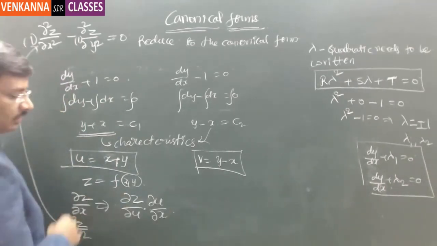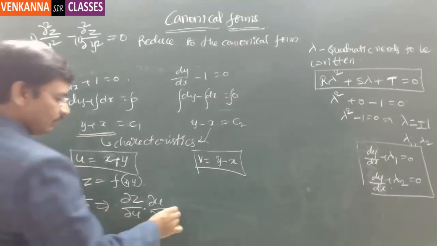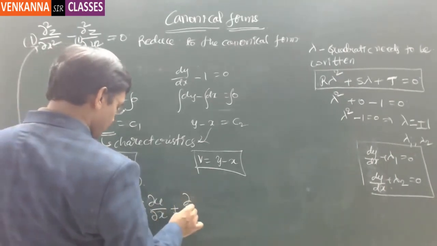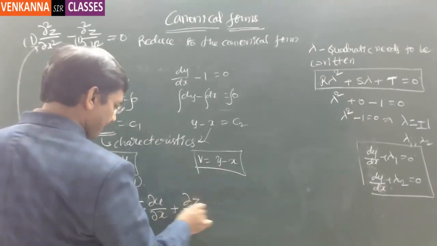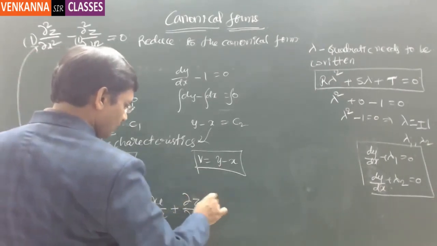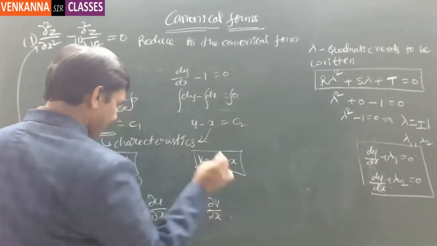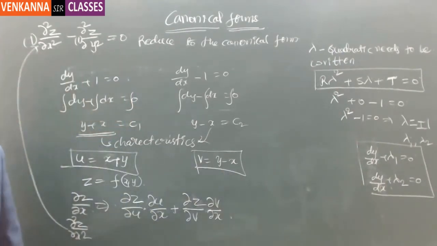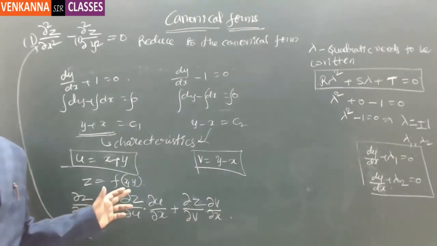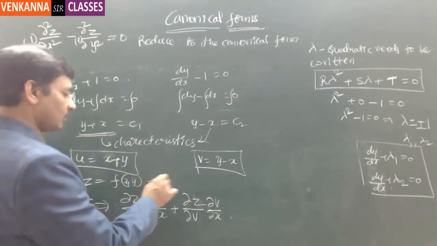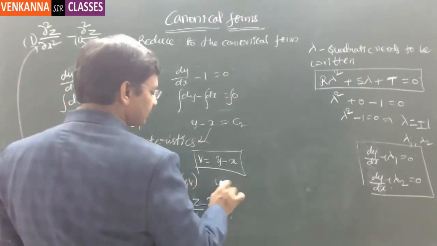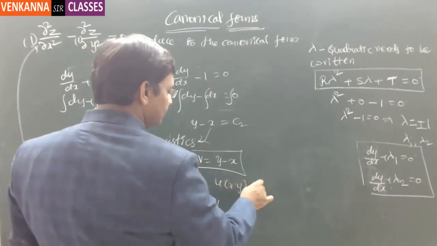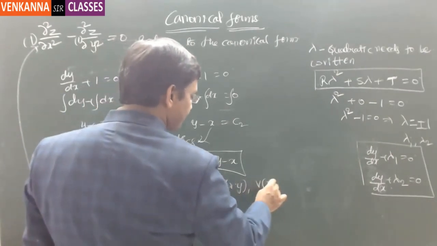Got it? ∂z/∂u into ∂u/∂x plus ∂z/∂v into ∂v/∂x. So this is how you can find out the ∂z/∂x value. Got it or not? So now z is a function of u, v, say g(u, v), where u is a function of x, y and v is again a function of x, y.